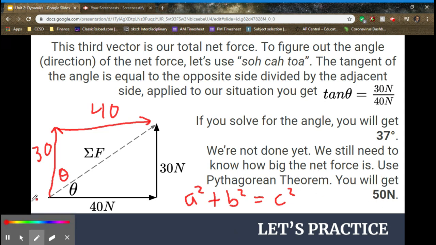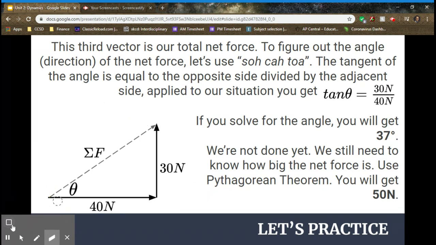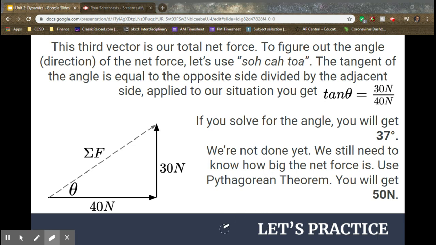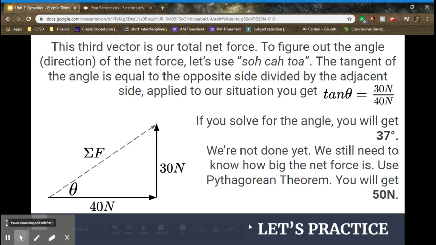So your final answer: 50 newtons at 37 degrees above the horizontal, or 50 newtons at 53 degrees to the right of the vertical. All right? Okay. So let's move on.